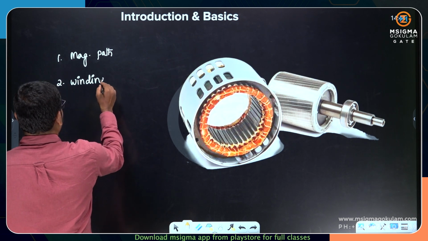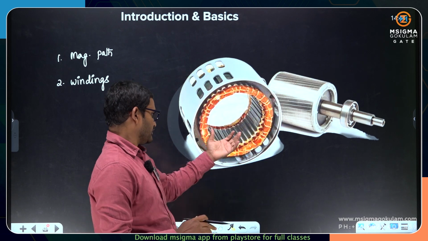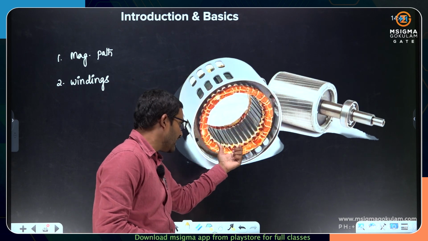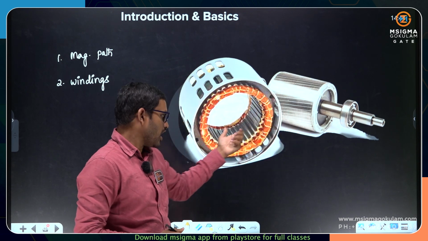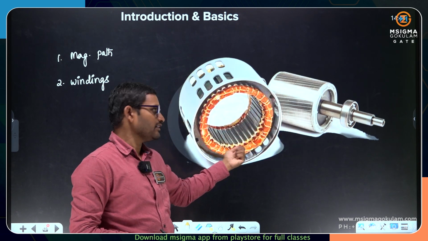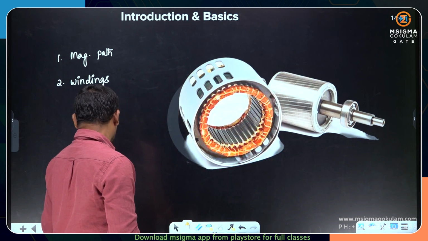Okay, let me rewrite this one. So this is what I want to say. Let me repeat once again. Stationary magnetic path is there, rotating magnetic path is there. On the magnetic path we are placing the winding here and there as well. Okay, right. Now moving on to the next machine.